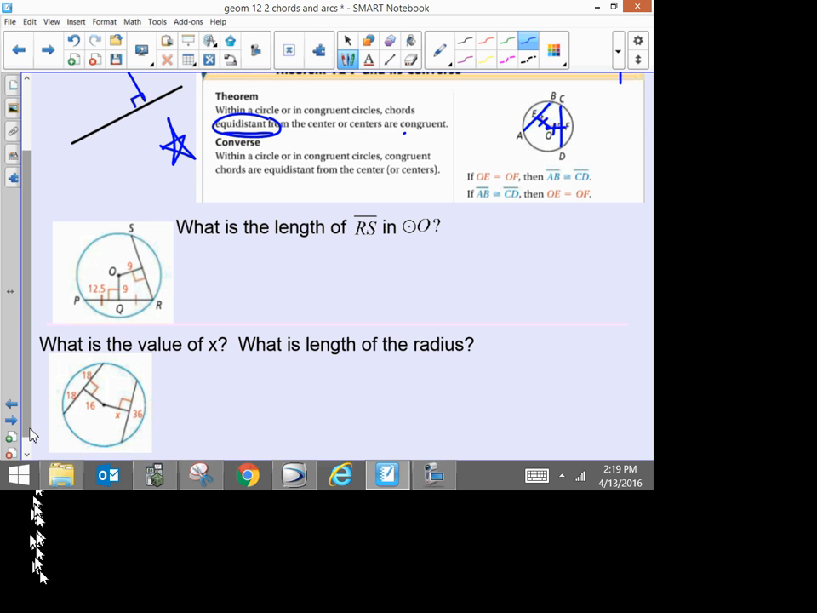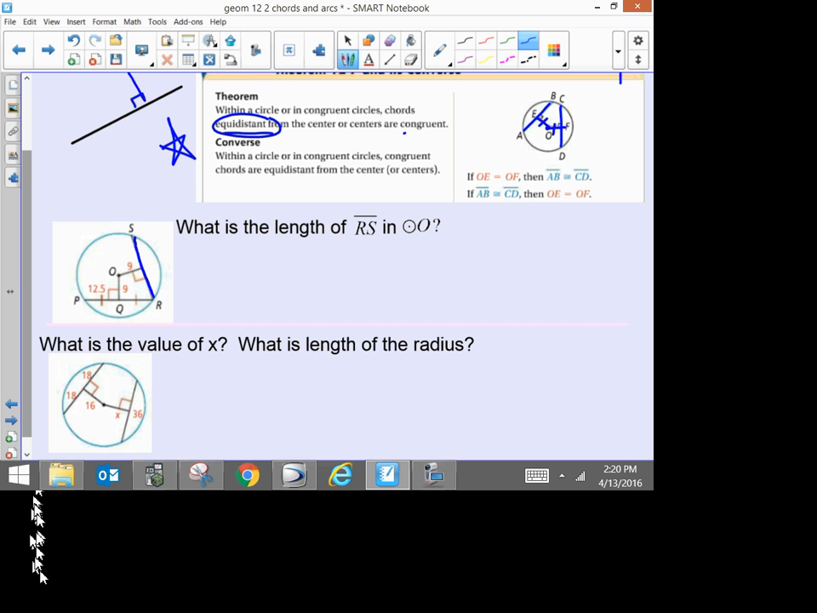Yes, Emma? Does there have to be the right angle sign to be able to say that? Yes. They will give you that though, usually. And if you're drawing it, you should just write that in there. Okay. So it says, what is the length of RS in circle O?